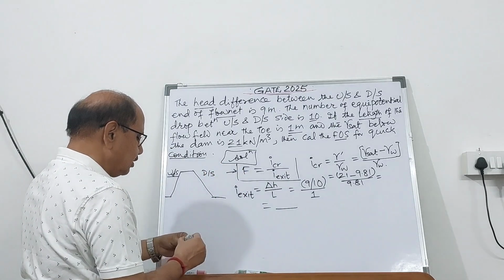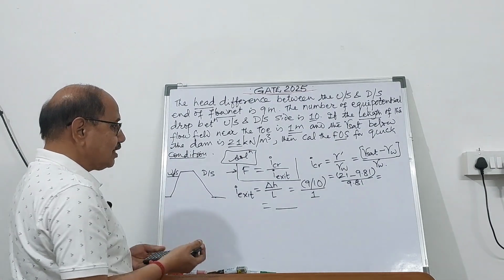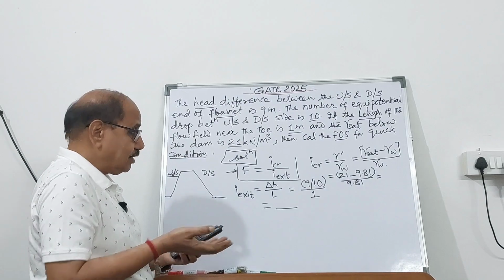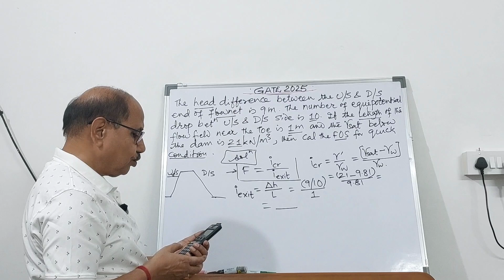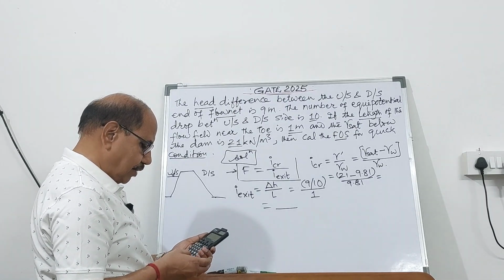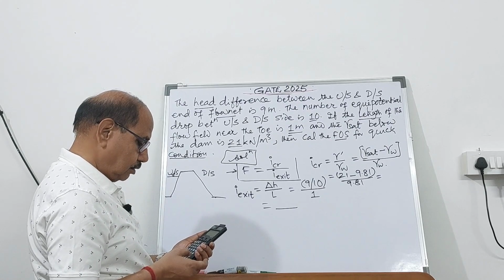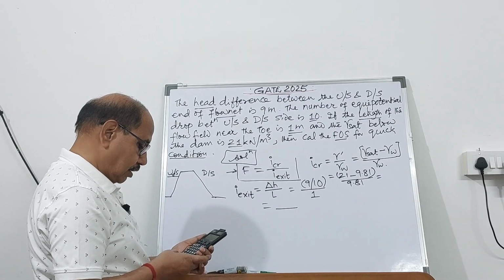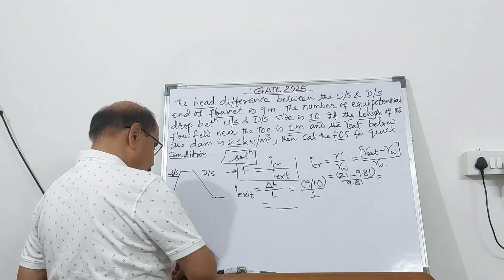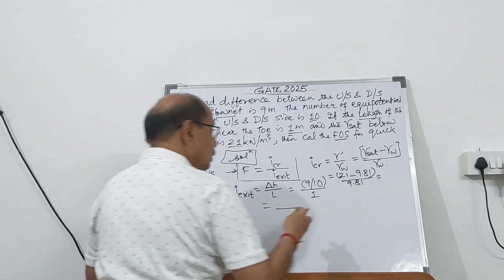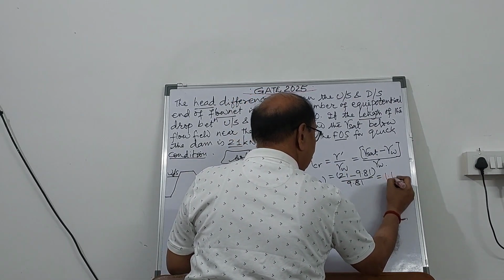So in this problem, this is also a one step problem. You see, this year paper seems to be quite simple if you know it. So 21 minus 9.81 divided by 9.81, 1.14. So you are getting i critical as 1.14.